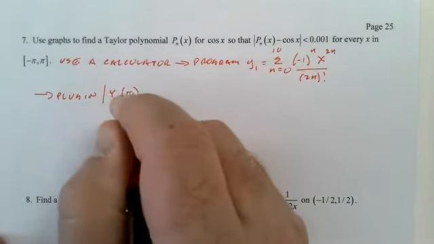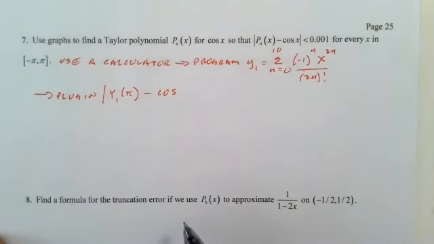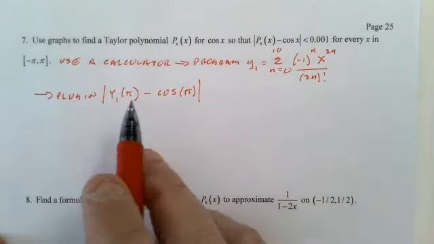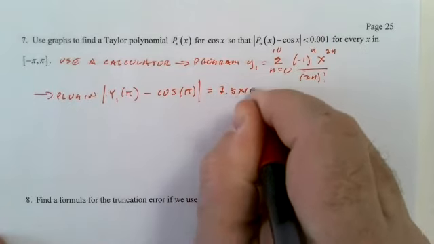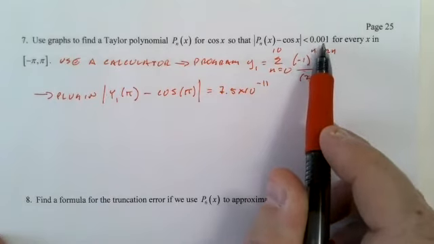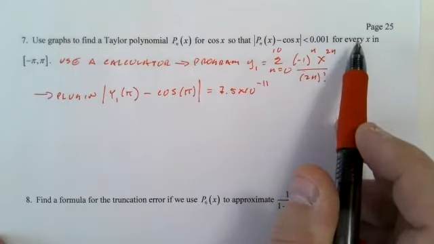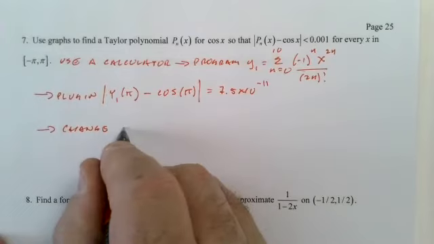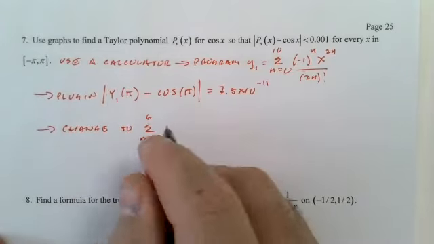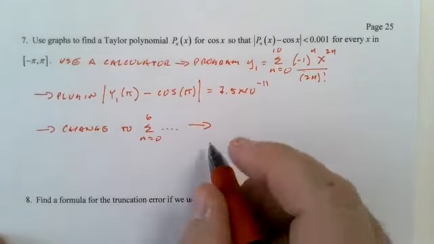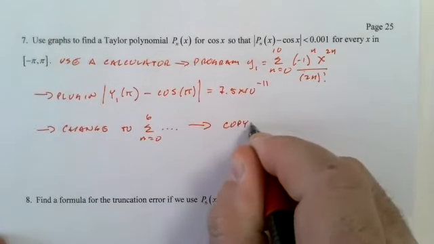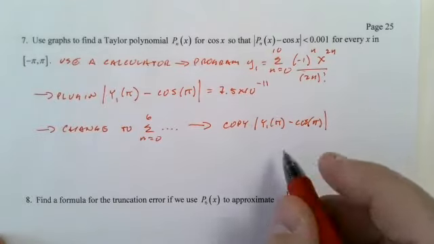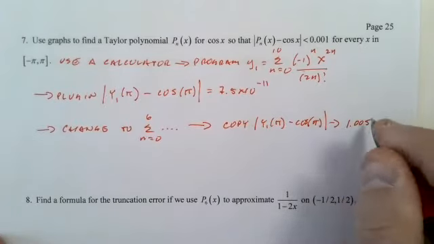y1 of pi minus cosine of pi. So that's your actual value, that's your 10 iterations. And we get 7.5 times 10 to the negative 11. That is significantly, that's way too good. So I played with this, and what I recommend is you change the top there. Try 6. Copy that command, plug it in again if you want, but copy. And you should get 1.005 times 10 to the negative fourth.